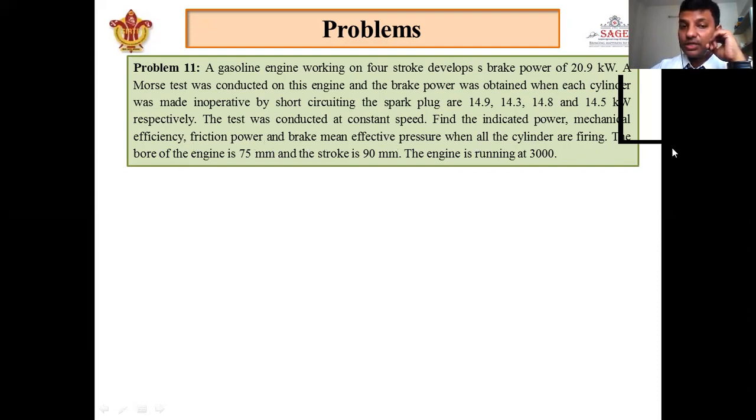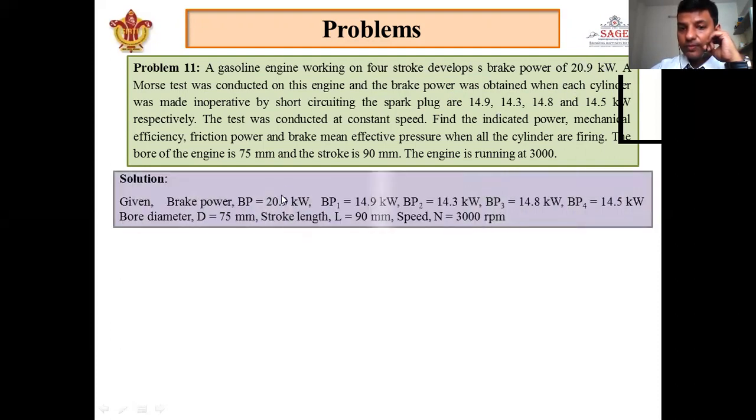Brake mean effective pressure. For calculating brake mean effective pressure, the bore of the engine is given as 75 mm and the stroke is 90 mm. Also, the engine speed is given as 3000 rpm. So this last part is quite easy, that we have already solved in many problems. So the important thing is to calculate the indicated power and brake power by these values of brake power. Okay. So this is capital B, B1, B2, B3, B4. All the given conditions are written here.